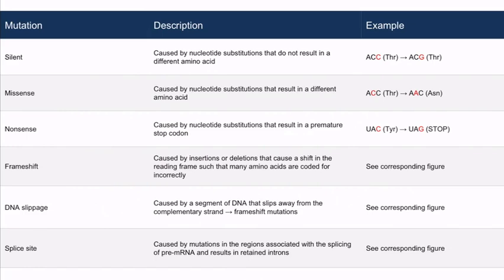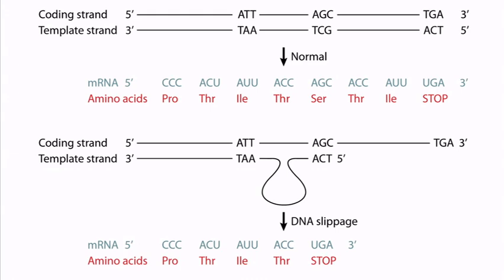Okay, now let's discuss DNA slippage. This is caused by a segment of DNA that slips away from the complementary strand and results in a frameshift mutation. Let's pull up a figure so you can see what I'm talking about. This figure illustrates DNA slippage, which can be found in section 5 of molecular biology.